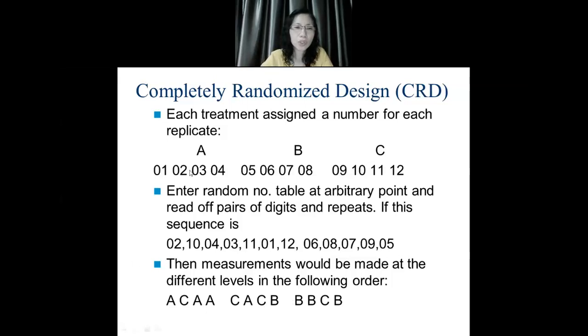That means 2 is here, right? So you will do treatment A. Then 10, where is 10? 10 is here, right? It's treatment C. So you conduct this experiment. And then 4 is here. It's treatment A. So you will do A. Then the fourth number here is 03. 03 is treatment A again. So you will do A. And you continue. 11 is treatment C. So you do treatment C. So you will do the experiment in this order.